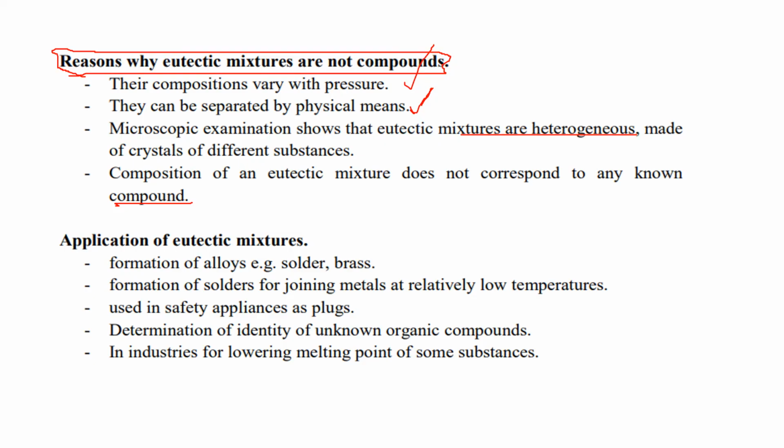So let's look at some of the applications of eutectic mixtures. We are saying that they can be used to form alloys. That's number one. Secondly, they can be used to form solders. Thirdly, they are used as safety appliances, like formation of plugs, and then they can be used in determining the identity of unknown organic compounds. And also, in industries, they can be used for lowering melting points of some substances.